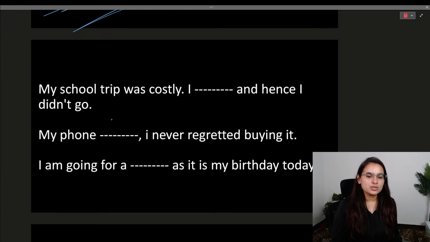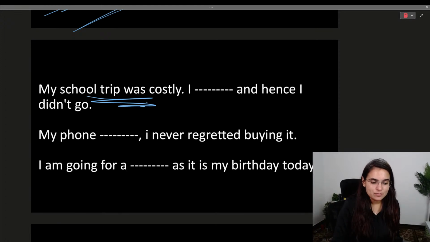Next one. My school trip was costly. I dash and hence I didn't go. The trip was costly. What was the phrase when something is costly? What is the phrase you use when something is very costly and you cannot afford it?